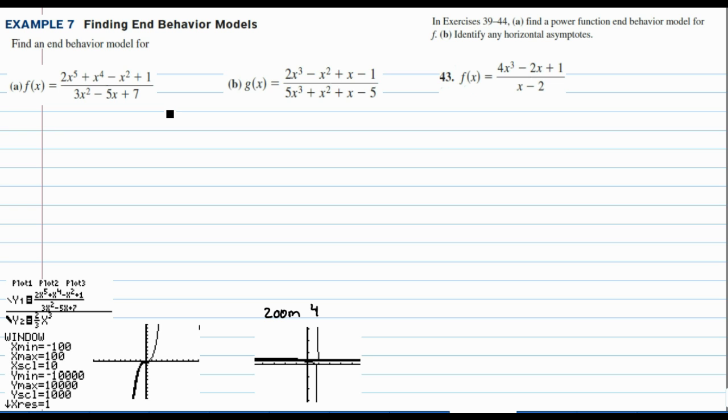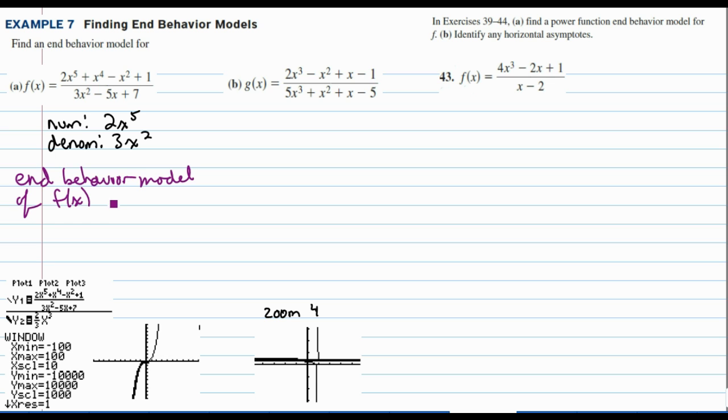Well, if we look at the numerator and denominator separately, the numerator's important term is 2x to the fifth, and the denominator's important term is 3x squared. So the end behavior model of f of x is y equals 2x to the fifth over 3x squared, which simplifies to be 2/3 x cubed.